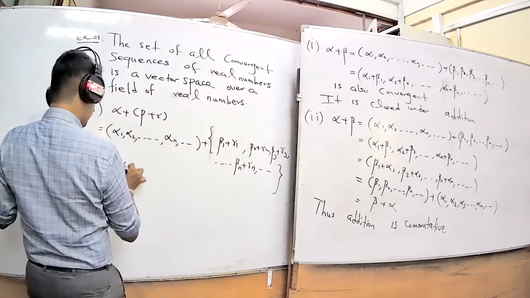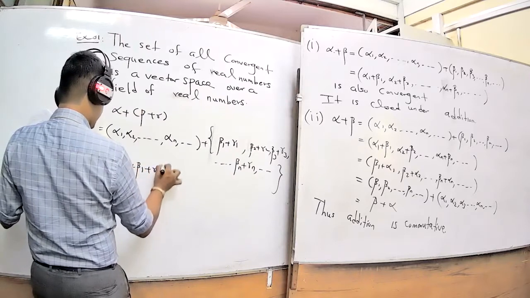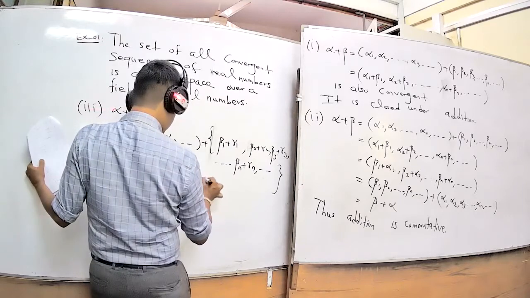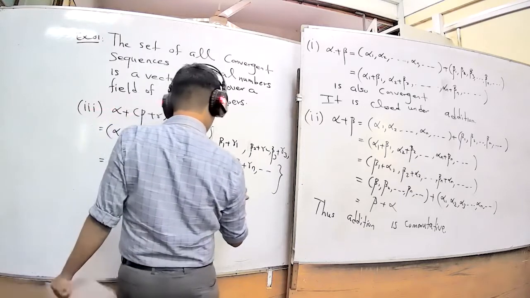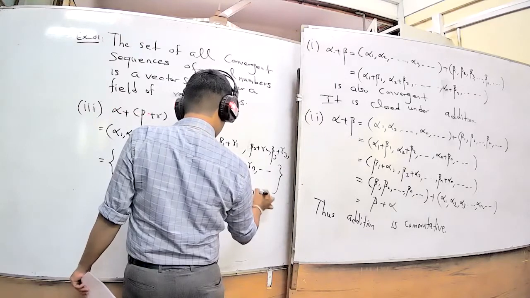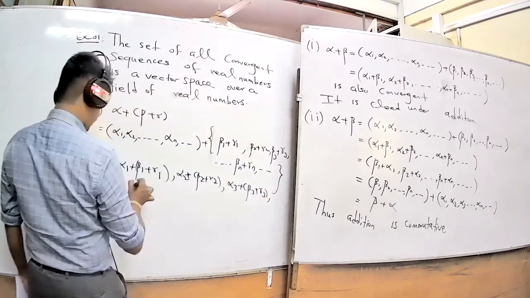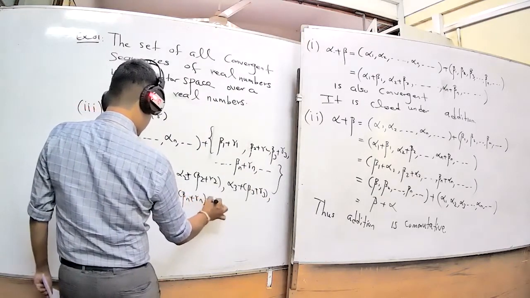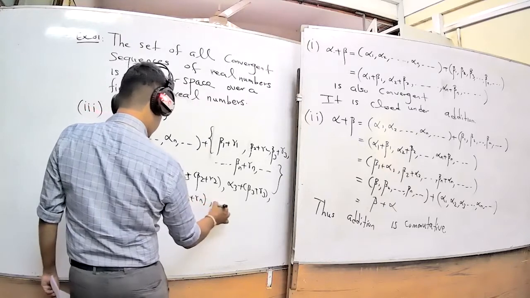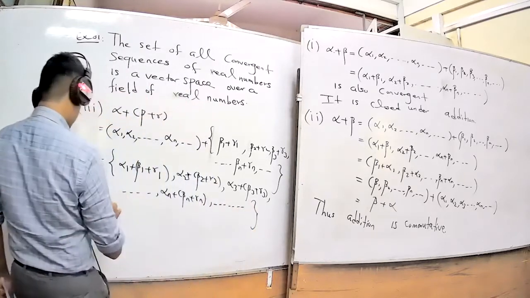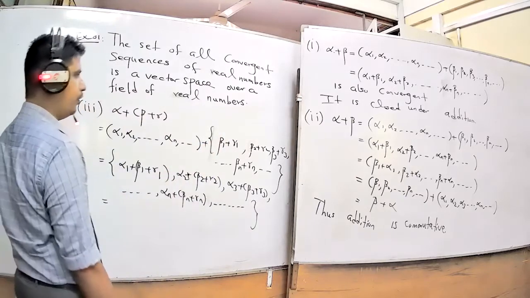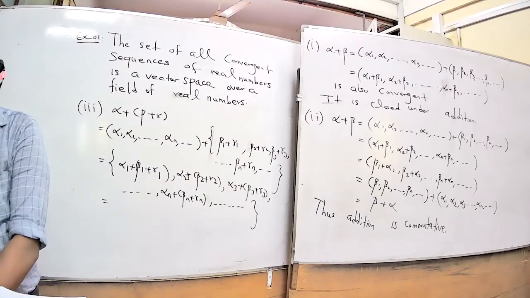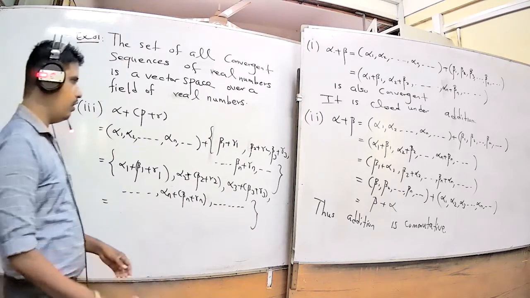Then you get alpha 1 plus beta 1 plus gamma 1, alpha 2 plus beta 2 plus gamma 2, alpha 3 plus beta 3 plus gamma 3, and so on, alpha n plus beta n plus gamma n. Like the previous commutative law, I already mentioned here the commutative law.